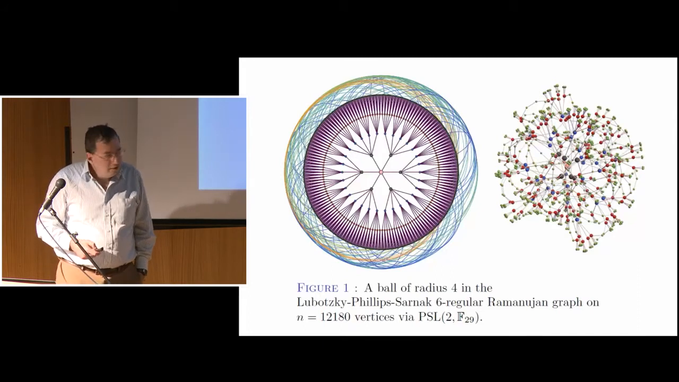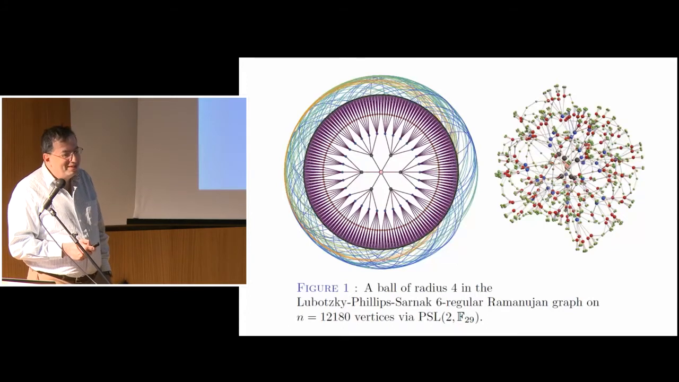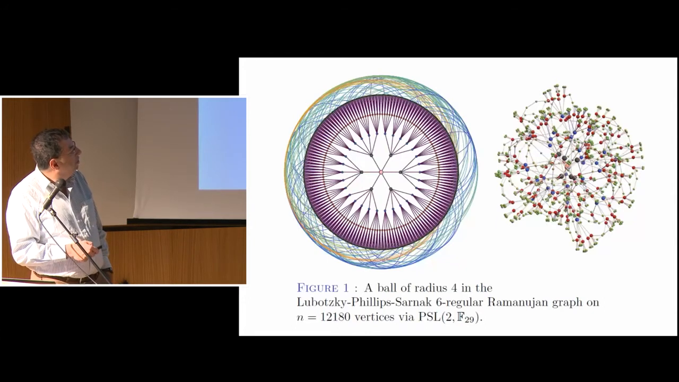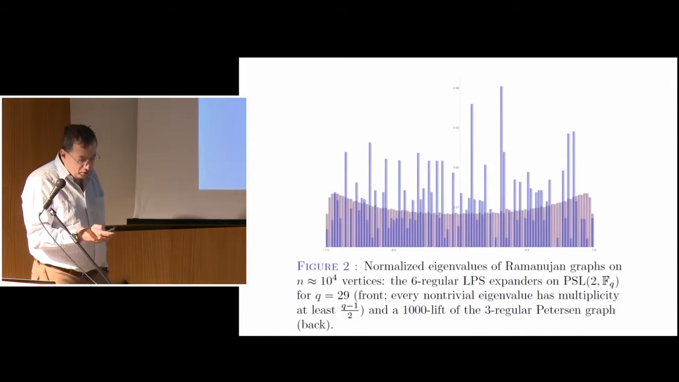Here is an attempt by Eyal to picture the local geometry of some of these graphs. So this is the Lubotzky-Phillips-Sarnak graph. It's 6-regular, about 12,000 vertices. So they're not all here. But if you look at one node, then locally you have a tree structure near it. So that's easy to understand. But really, we want to understand what's going on here. And this is also a different attempt to visualize a small part of the graph.